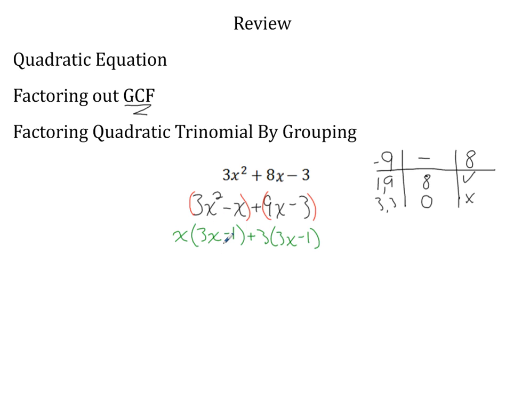Now if you'll notice, the stuff inside the parentheses is the same. That's what we want. That means we can factor this, and I'm going to factor out the 3x minus 1. And what I get is 3x minus 1 and x plus 3. We just factored this trinomial by grouping.